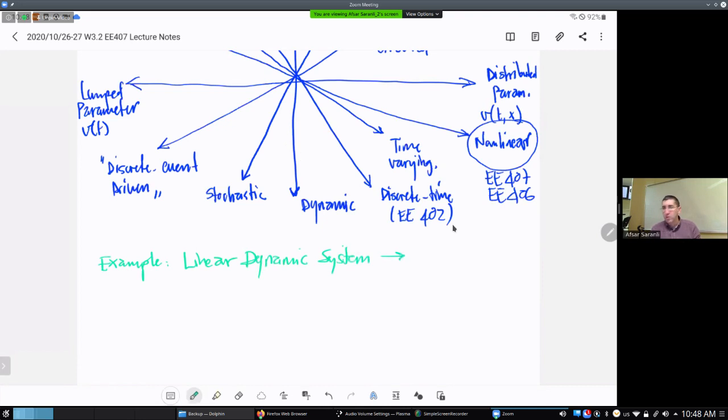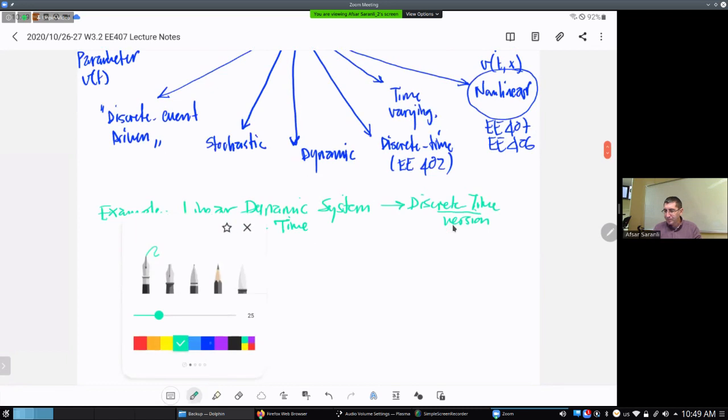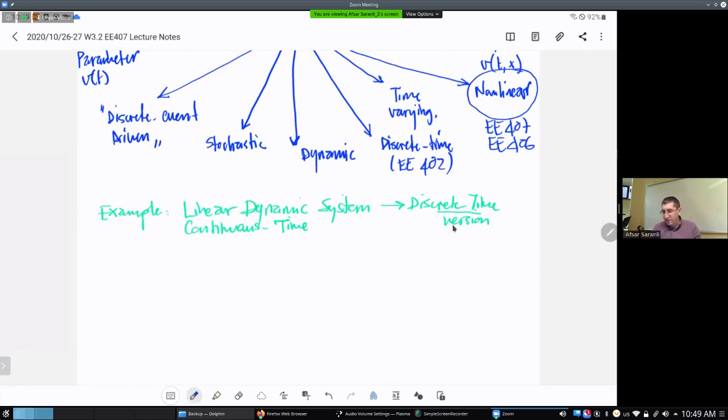Then we will also find out about its discrete time version, okay? So this is a linear dynamic system, continuous time. Something you are very familiar with, and then we will move on to a very brief introduction to discrete time, but you will have quite a bit more on this during EE402, obviously. So here's the example. The example is a very simple RC circuit, okay?